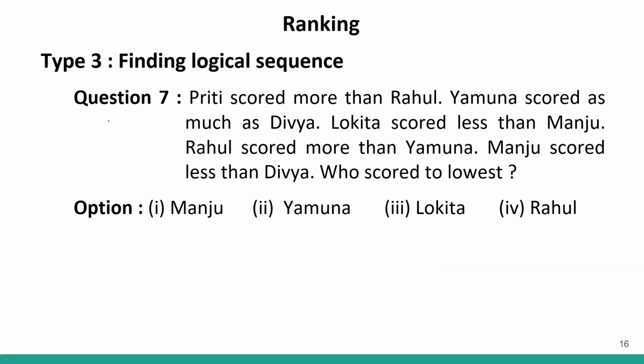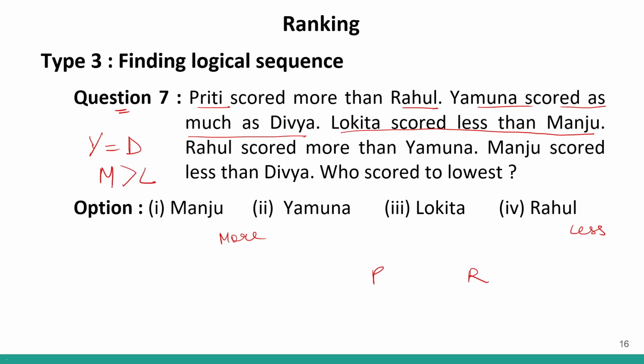Now, let us look at question number 7. Preeti scored more than Rahul. So Preeti is here, Rahul is here. This is the more side and this is the less side. Okay. Yamuna scored as much as Divya. So Yamuna has scored equal to Divya. Lokita has scored less than Manju. So there is a Lokita who has scored less than Manju. Okay, how much less we don't know.